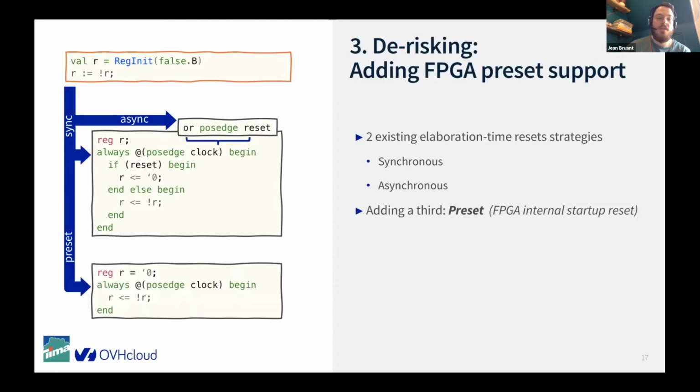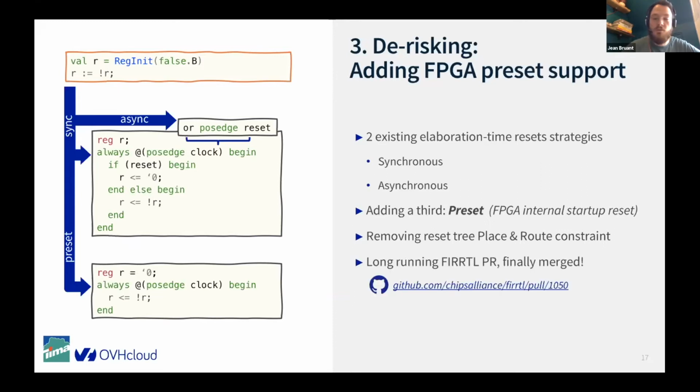And the idea for FPGA is that as you are on a kind of virtualized platform, you already have some reset mechanisms that are embedded within the FPGA, which is the FPGA internal startup reset. And so in Verilog, we used to use this reset in order to remove all the reset tree from our design, and so get better place and route results. So I added this after a long-running PR on FIRRTL, and we are really happy to be able to use this reset technique in our designs.